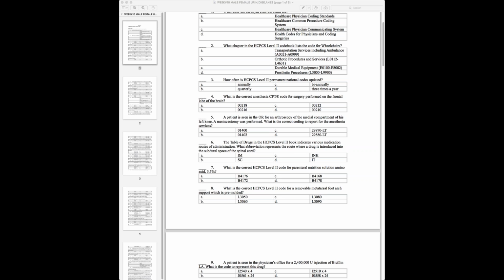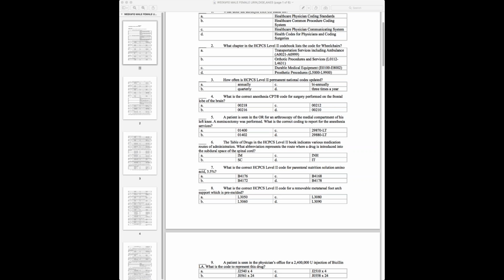Number 5, patient seen in the OR for arthroscopy of the medial compartment of, what's the body part? Is the knee. A meniscectomy was performed. What's the correct coding to report for this anesthesia? So for number 5, same thing. If you're in the back of the book, and I'm trying to give you different ways, so when it's test taking time, you can think of ways where it was a little easier for you. You're not flipping through all of the pages, or it's guiding you to the correct range of codes.